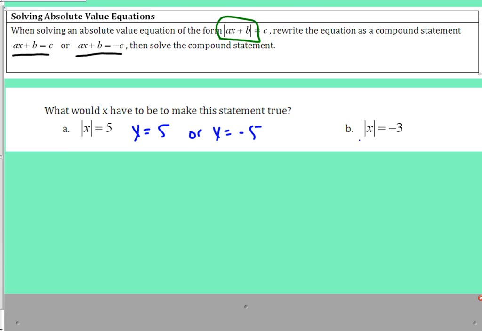Likewise here, the absolute value of x equals negative 3. Well, think about this. Can an absolute value ever be negative? No. So a lot of people will try telling me it's 3 or negative 3. And those are both wrong. The correct answer here is no solution. There is no number that you can take the absolute value of and get negative 3 for an answer.